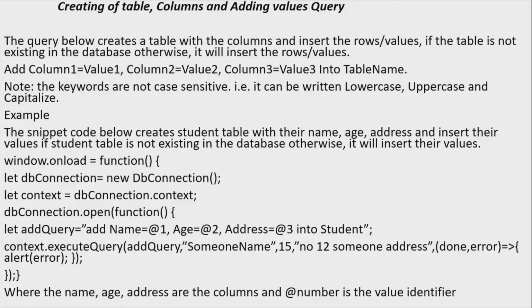Now let's see the query. The query is: add column 1 value 1, column 2 value 2, column 3 value 3 into the table name. What does this mean? The keyword add will create the table name if the table name doesn't exist, and it will add the columns with their values.